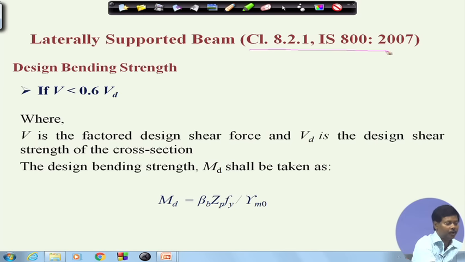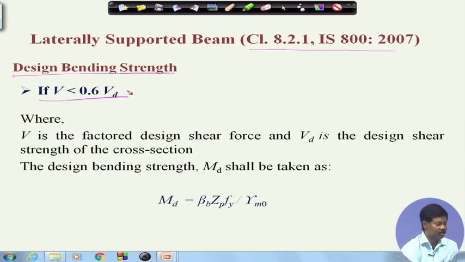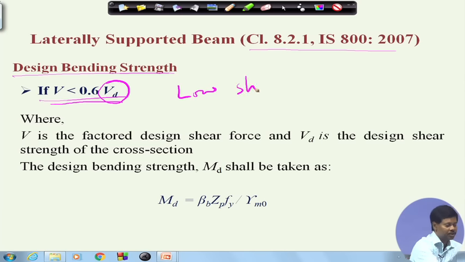In clause 8.2.1 of IS 800/2007, the detail has been discussed, where the design bending strength can be calculated in two cases. One is for low shear, another is for high shear. Low shear means when the shear force is less than 0.6 times the design shear strength. That means, if Vd is the design shear strength of the cross section, and V is less than 0.6 Vd, then we call it low shear. That means shear force is less.